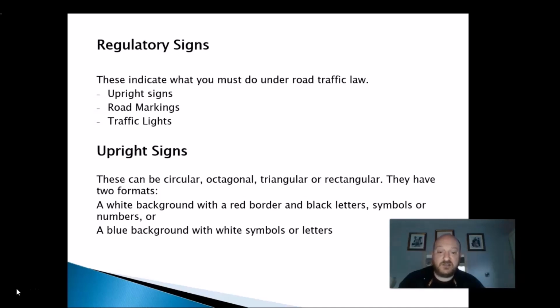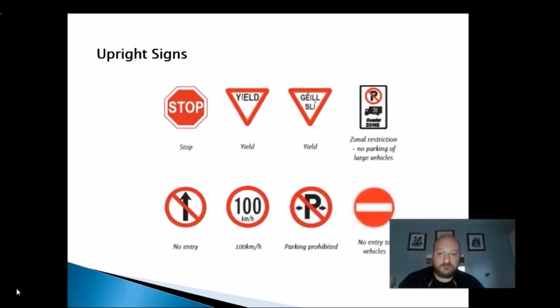Upright signs, they can be circular, octagonal, triangle, rectangular. They have two formats, a white background with a red border and black letters, symbols, or numbers, or a blue background with white symbols or letters. Upright signs, there's a sample there.